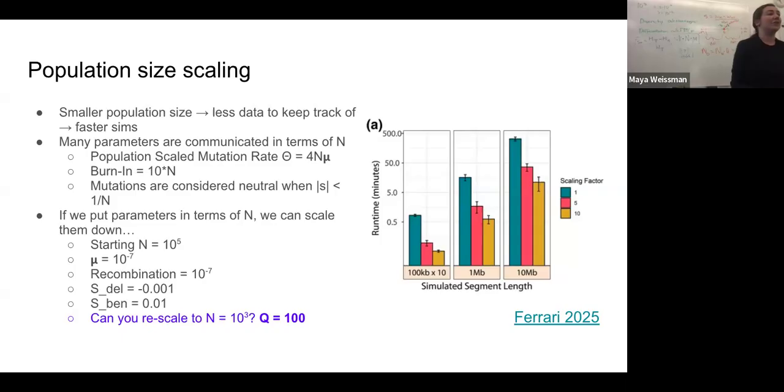And that means that I can do this little trick where I multiply everything by q. And that should give me a population scaled version of parameter space. So now population size is equal to 10 to the 3rd. Mutations are occurring more often. And then selection coefficients are bigger, right? Because as population size gets smaller, you need larger and larger selection coefficients in order to be seen.